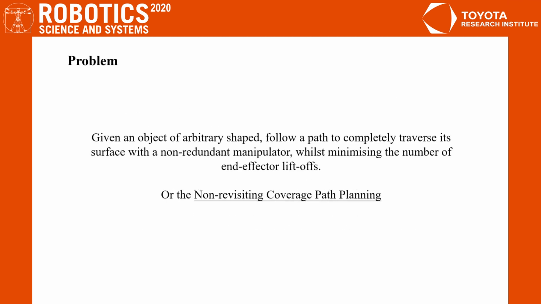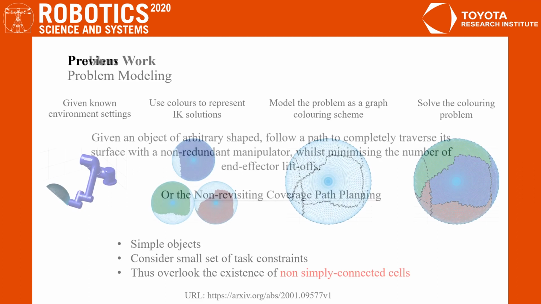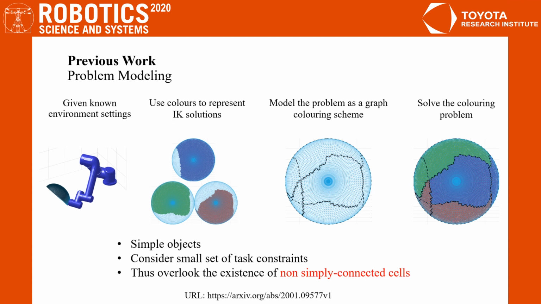The problem is to generate a non-revisiting coverage path on the surface of the object, satisfying that the coverage path minimizes the number of end-effector lift-offs. Previous work modeled the NCPP problem into an optimal design strategy of colors, but it considered only a small set of task constraints, and the cells are only simply connected.